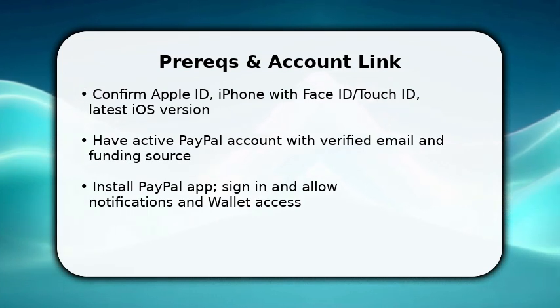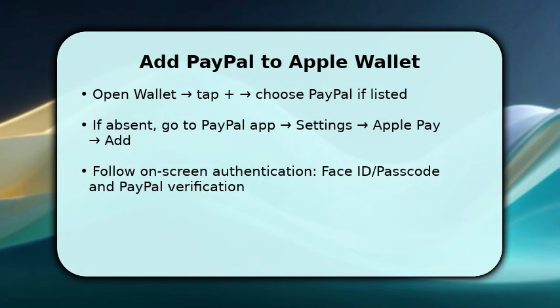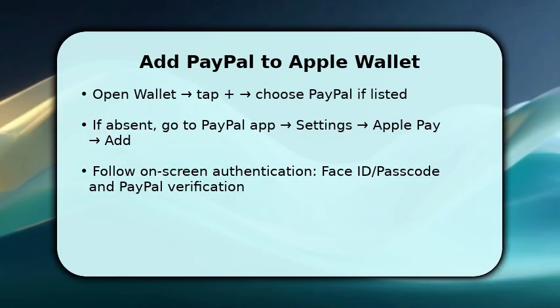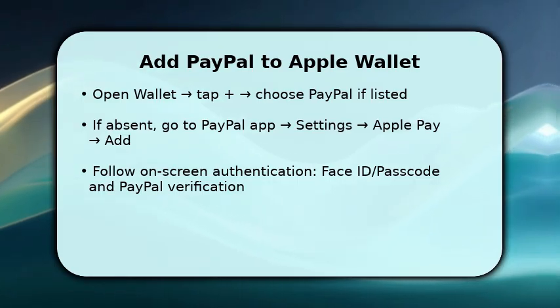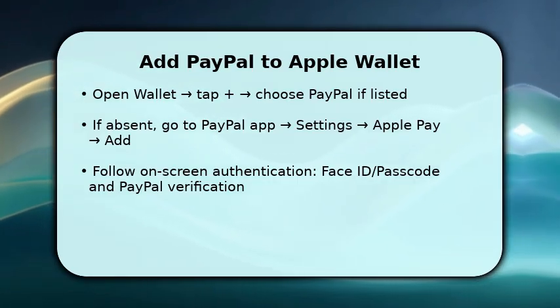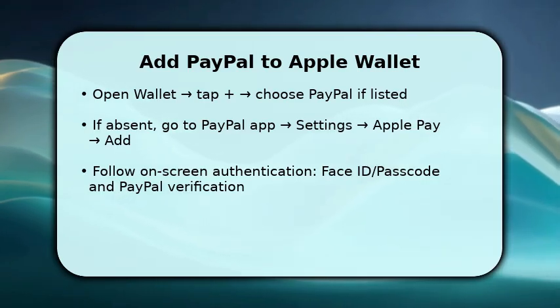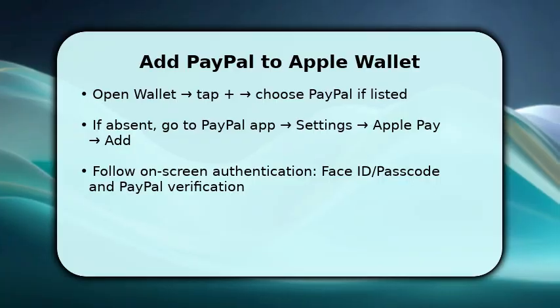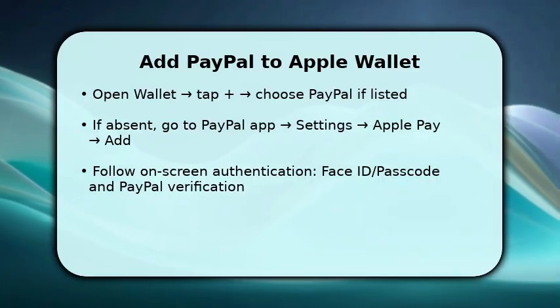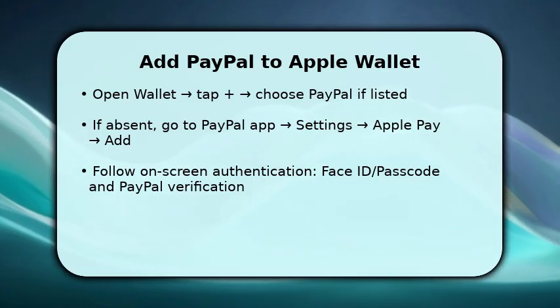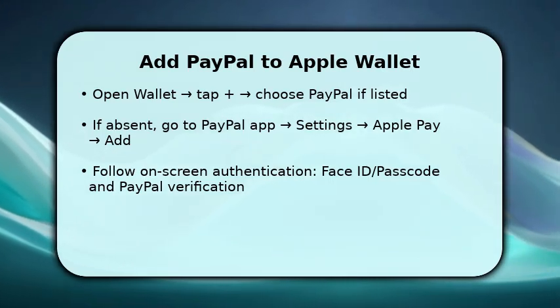You'll now add PayPal to Wallet. Open Wallet, tap the plus sign and look for PayPal. If it's present, select it and follow prompts. If Wallet doesn't show PayPal, switch to the PayPal app, go to Settings, choose Apple Pay and tap Add to Apple Wallet. You'll authenticate using Face ID or your passcode and then confirm via PayPal's verification flow, often a one-time SMS or email code. Once authenticated, Apple Wallet will list PayPal as a payment option.